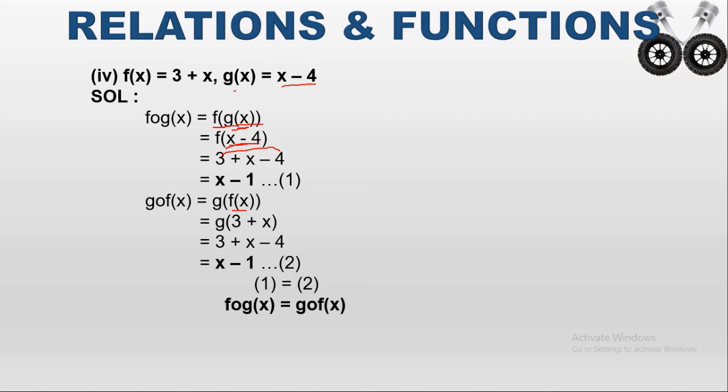So what is the value for g of x? The g of x value is x minus 4. So wherever x, you have to substitute 3 plus x. So it will become 3 plus x minus 4. So 3 minus 4 will become minus 1. So x minus 1. So equations 1 and 2 are equal. So that is f composition g is equal to g composition f.